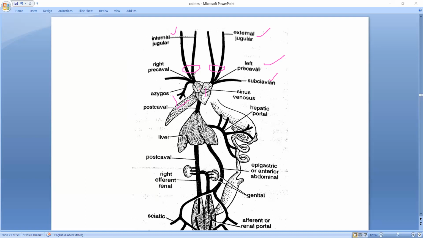Sorry, not only these two. From the anterior region, the external and internal jugular veins are united, and also a subclavian vein. When these three join, generally a precaval vein is formed. But in addition to the right precaval vein, one more vein called the azygos also joins with the right precaval vein.